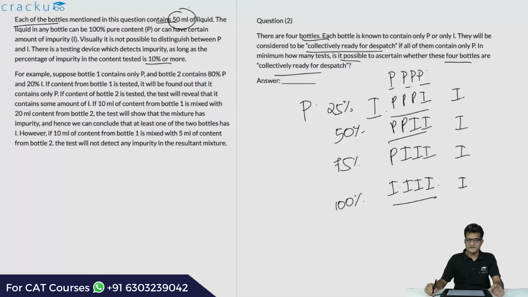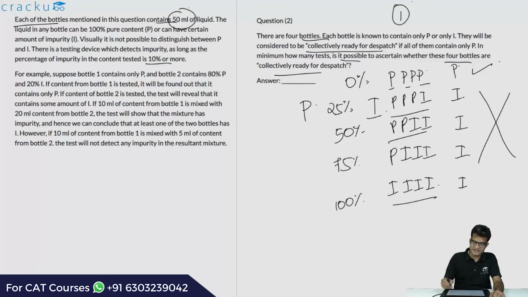In the first case, when all the 4 bottles are completely pure, we have 0% impurity, and so the test is going to determine it is pure. So if the test returns that the sample collected is pure, only then is it completely ready for dispatch. In all the other cases, it is not completely ready for dispatch. So by conducting just one test, we can immediately identify whether this sample of 4 bottles is ready for dispatch or not. So the correct answer is one test is sufficient. Let us look at the next case.